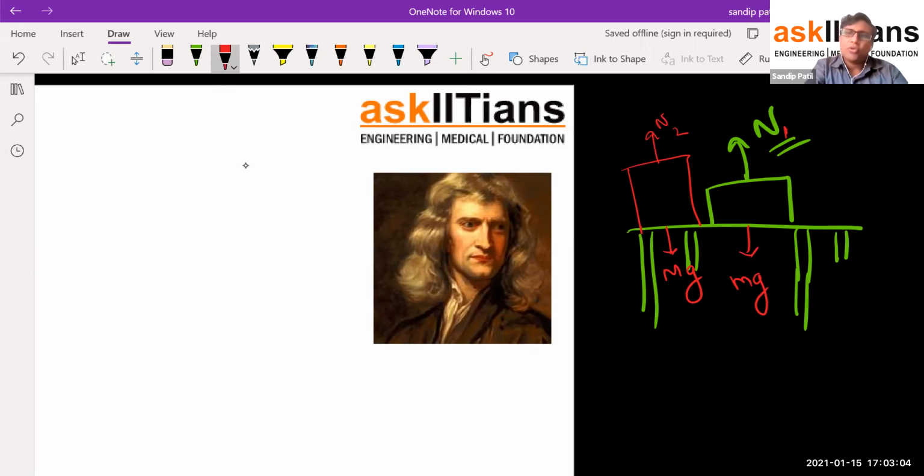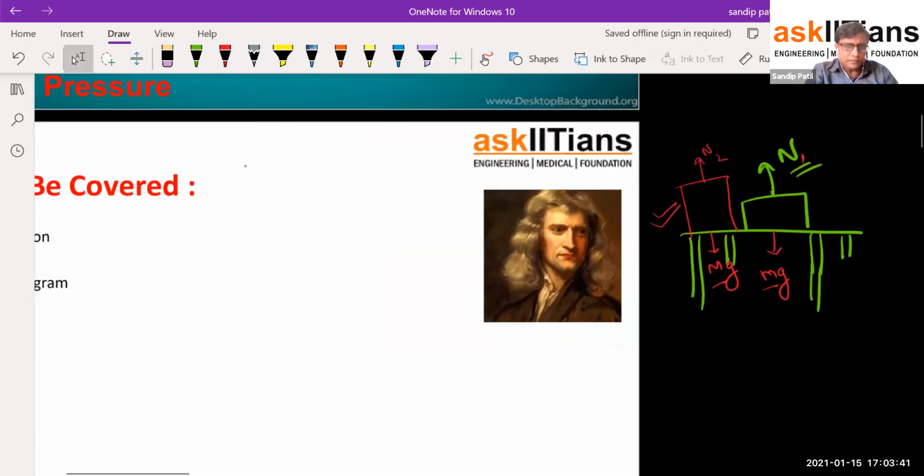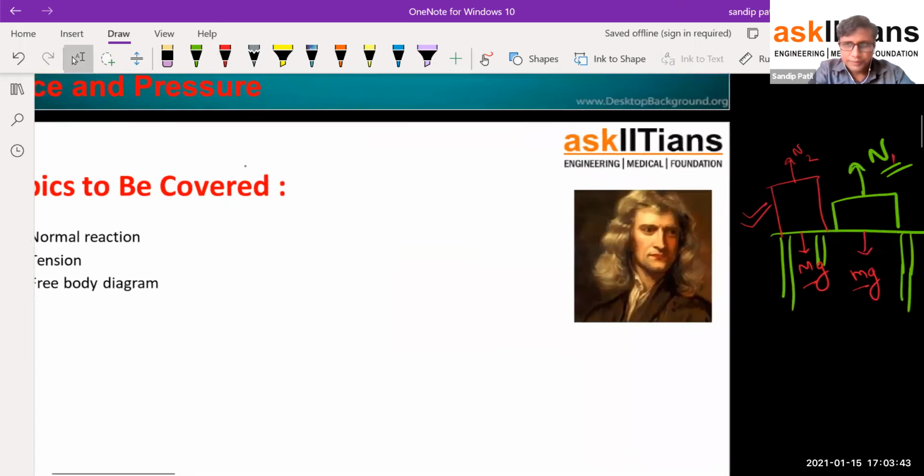Now what happens if this force is very high, this mass is very high? Simple, the table will break down. So there is obviously a limit for how much normal force this table can apply on that block. If the total Mg exceeds that normal force, obviously it is not going to be in equilibrium. We have talked about equilibrium. If one of the forces is greater, this whole object will come down, and in this case the table will break.